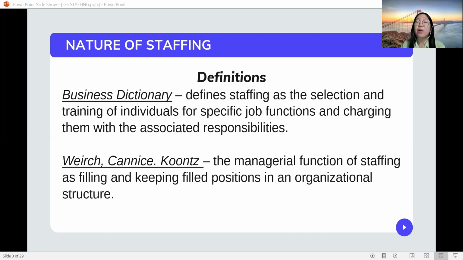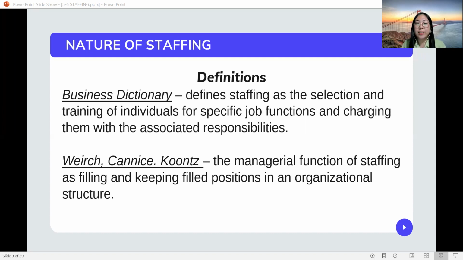Staffing is putting the right people at the right job. So it is the human resource manager's job to look for people, to select, to train, to develop, and to provide remuneration for the success of its organization.